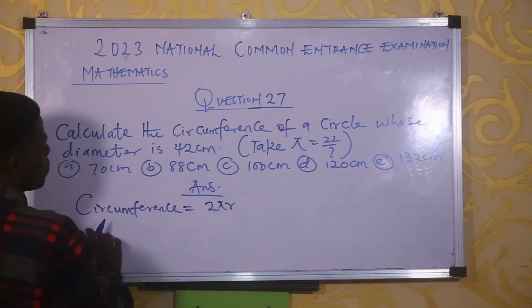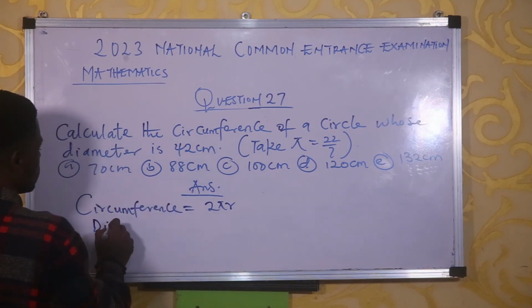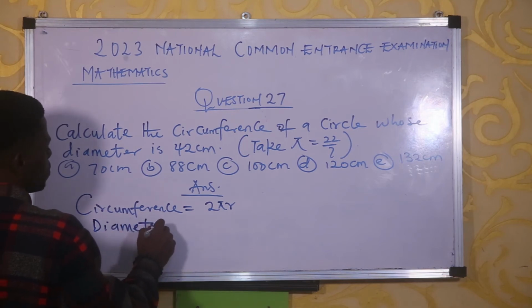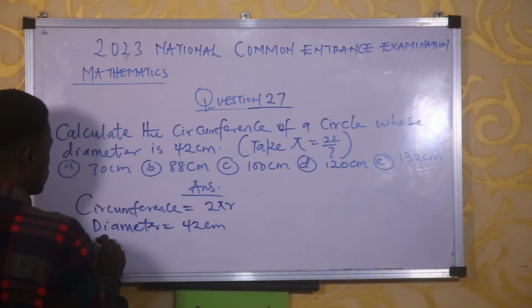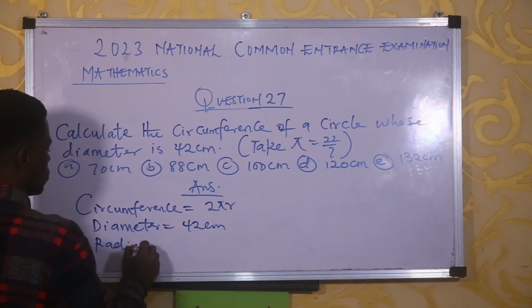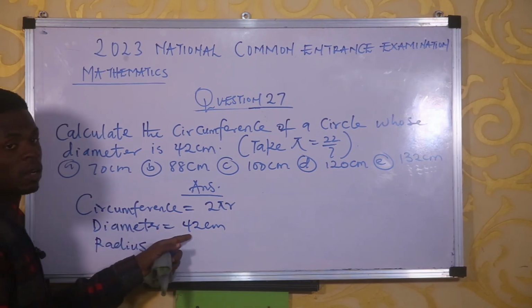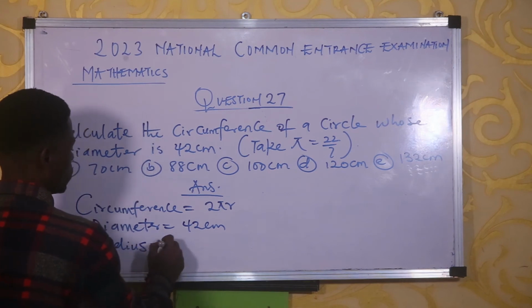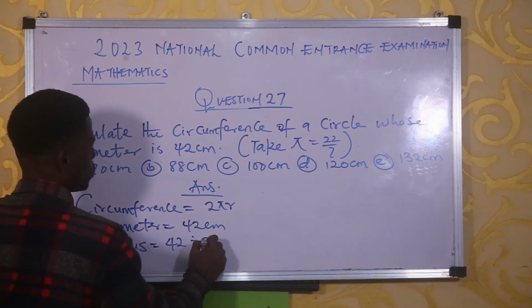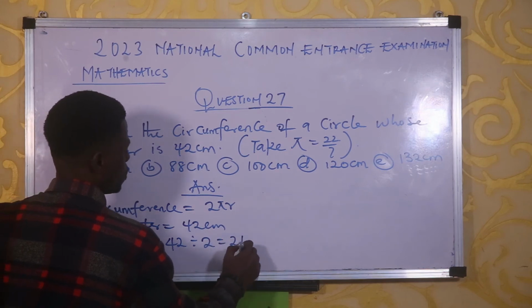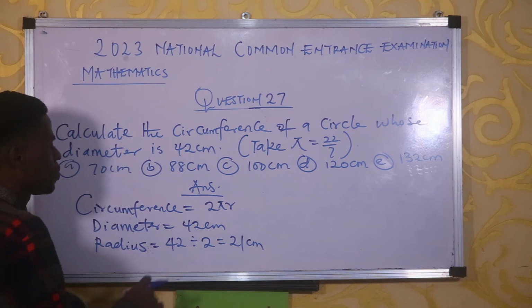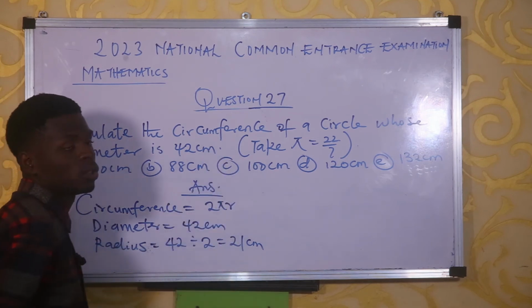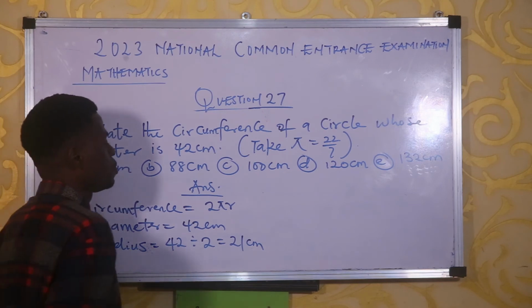Our diameter here is 42 centimeter. Then we have to convert. To get our radius, we have to divide our diameter by 2, which is 42 divided by 2, that's 21 centimeter. So now we can find our circumference. Don't forget our circumference is 2 pi r, 2 pi radius.